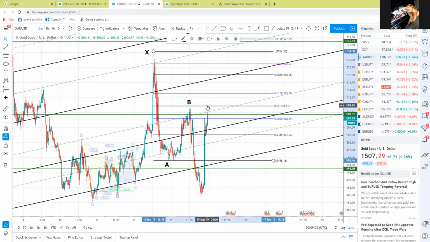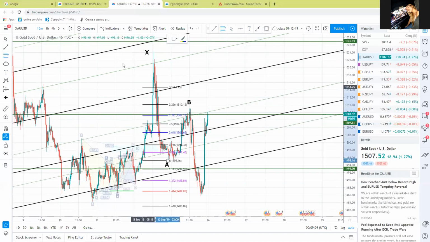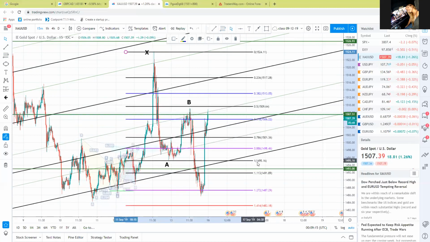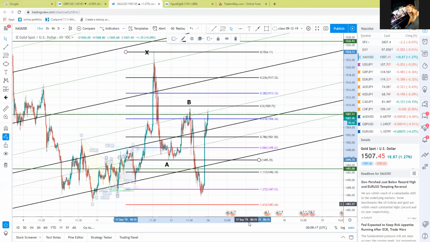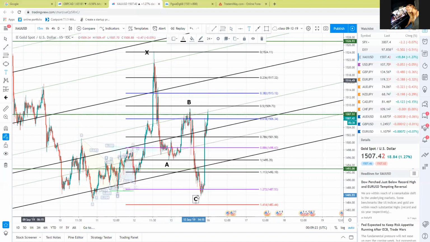Now with that information, I can erase my first fib and fib from A to X, which is an ugly fib, but it gets the point across. A to X. I need my C point down here to be past 1272, which it is.